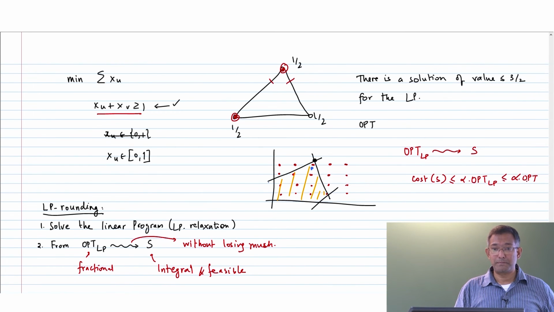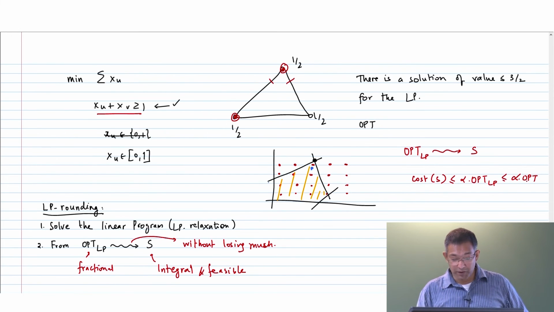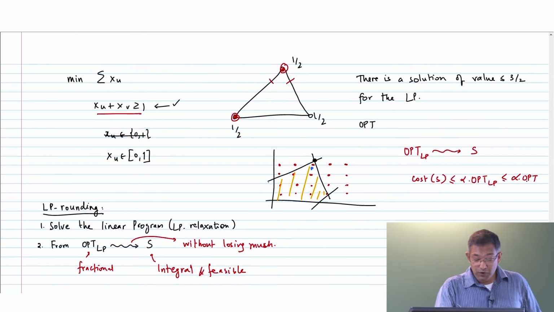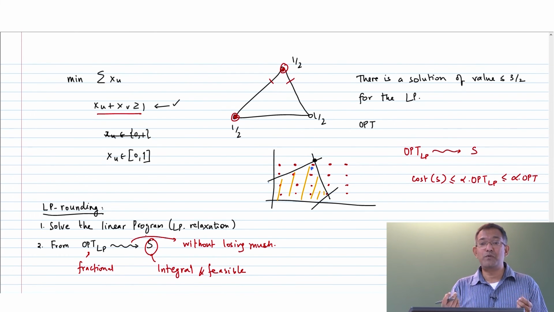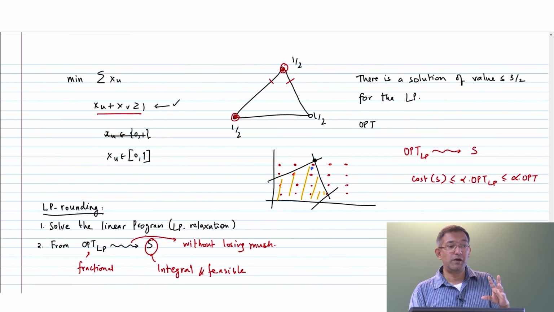So, what is integer case given? Sorry? Integer, but integer case. We want a solution S that is integral. In the sense, so what do we want? We want the x values to be 0 or 1. We want to pick all the vertices. I want to know which vertices to pick. What the linear program is doing is giving you fractional values to the vertices. You might want to interpret that.